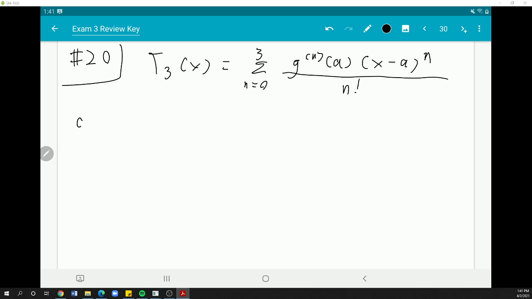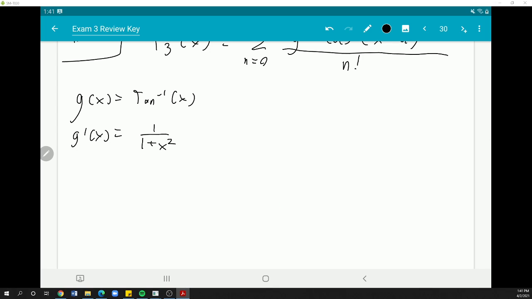So now we have to figure out these derivatives. The first one is easy. It's arctan. G prime of x, we know that's 1 over 1 plus x squared. Not too crazy so far. G double prime of x is, by the chain rule, I'll get 2x on top, because that's the derivative of 1 plus x squared, over 1 plus x squared, squared.